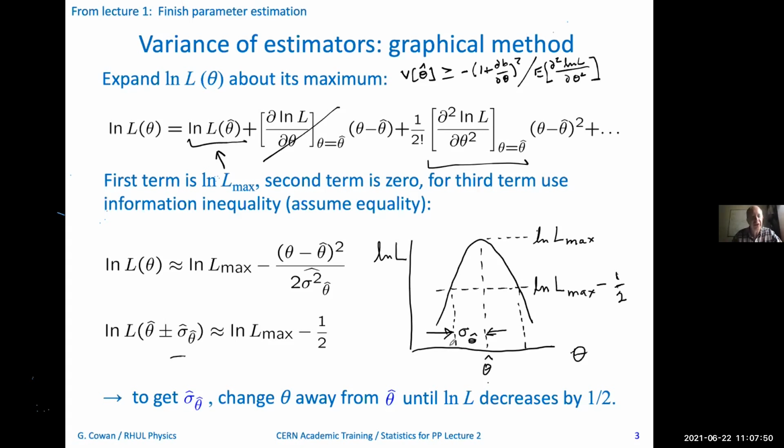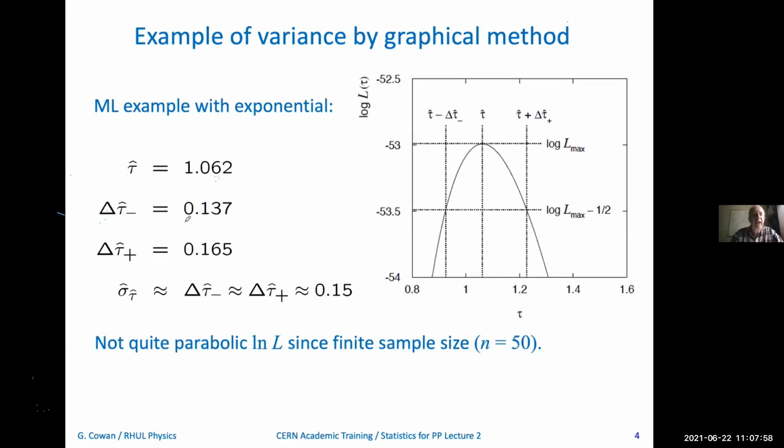There's some generalization of this to the multi-parameter case as well. But now let's first look at a quick example. We had talked last time about this example of an exponential distribution. And so here is then the log likelihood function from that example. You'll have to refer back to the first lecture for the details, but that's the log likelihood function.